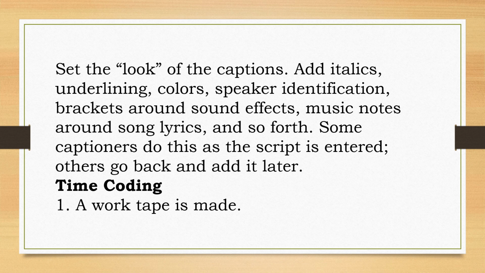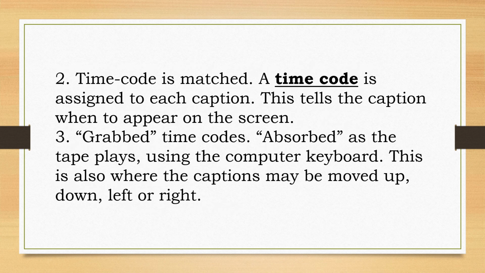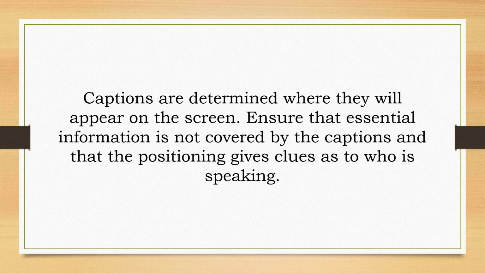Time coding. 1. A work tape is made. 2. Time code is matched. A time code is assigned to each caption. This tells the caption when to appear on the screen. 3. Grabbed. Captions are grabbed as the tape plays, using the computer keyboard. This is also where the captions may be moved up, down, left or right. Captions are positioned where they will appear on the screen. Ensure that essential information is not covered by the captions and that the positioning gives clues as to who is speaking.